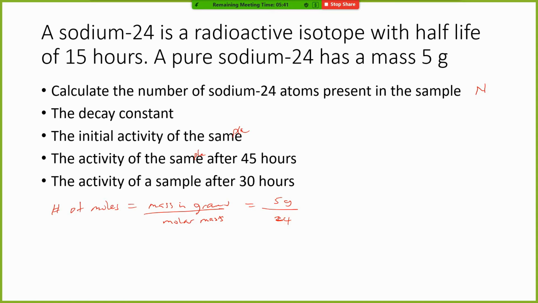So we're dividing 5 by 24. Let me just check something here. All right, we're going to try it this way and see what happens. So we're getting that the number of moles is going to be 0.21 moles. We can write it as such. But we have to now remember that in 1 mole, there are 6.02 times 10 to the 23 atoms inside of it.